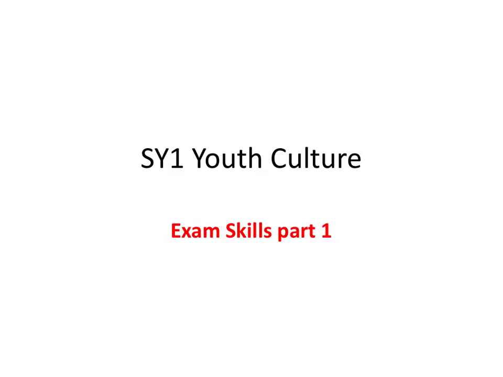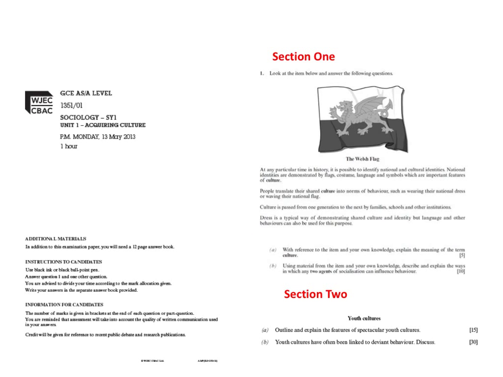Welcome to the first of two screencasts looking at exam skills for the Youth Culture section at the SY1 AS Sociology paper. Remember that the SY1 paper lasts for 1 hour and it's divided up into two sections. So section 1, remember, is the introductory core work, and there are 15 marks for this particular section, so you need to spend 15 minutes on that first section.